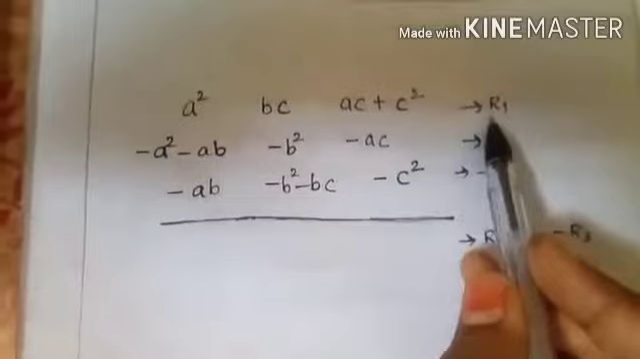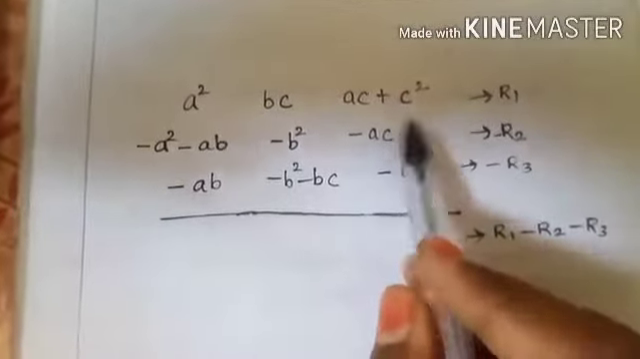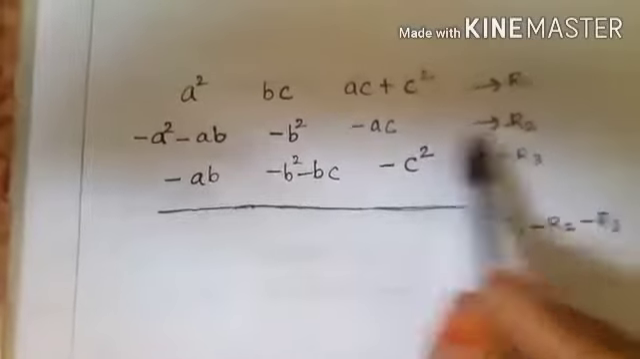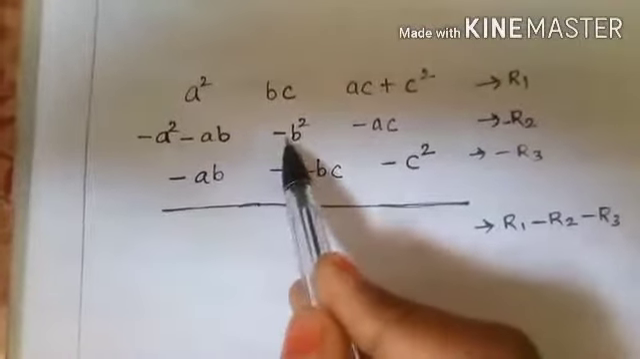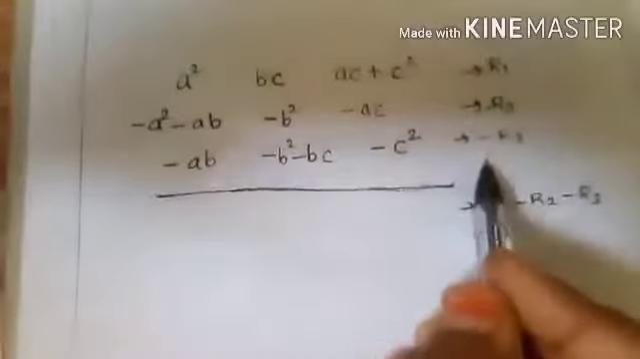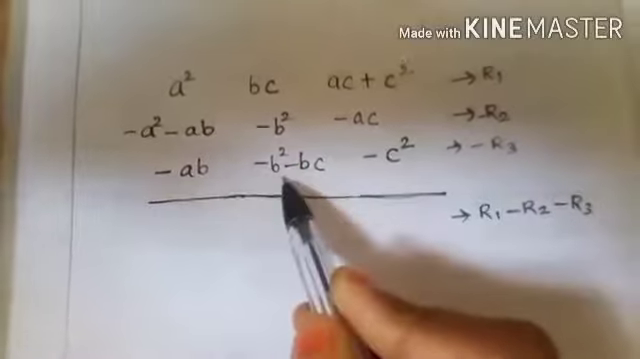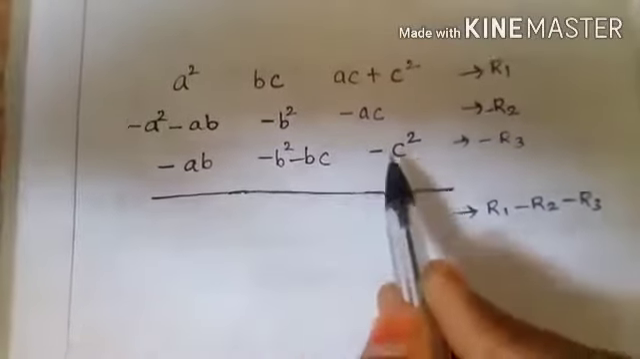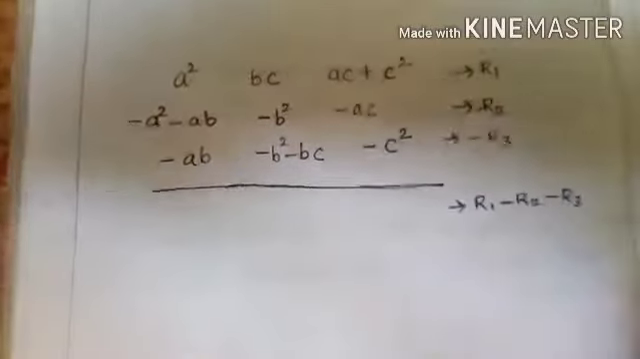R1, where R1 is A squared, BC, AC plus C squared. Minus R2 is minus A squared, minus AB, minus B squared, minus AC. Next, minus R3. Minus R3 is minus AB, minus B squared, minus BC, minus C squared. So R1 minus R2 minus R3.